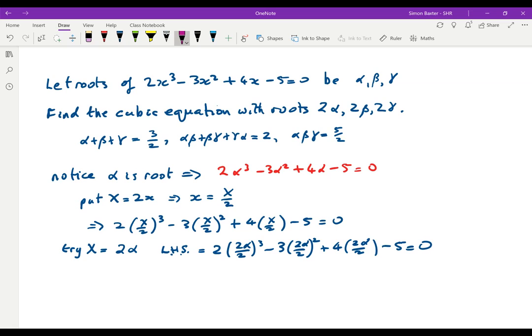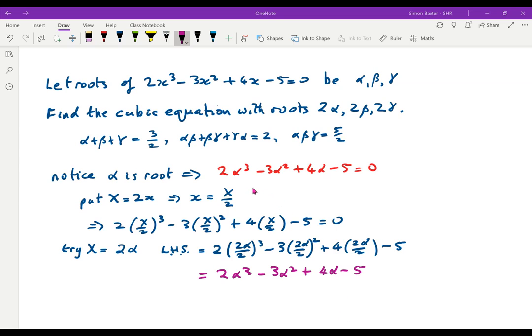Well, if we just divide 2 by 2, which is 1, we get 2 alpha cubed. Sorry, I should not have said equals 0. The left-hand side is just equal to this expression. That's all. The left-hand side equals the blue bit. And the blue bit equals the bit which is now coming out in purple. Minus 3 alpha squared plus 4 alpha minus 5.